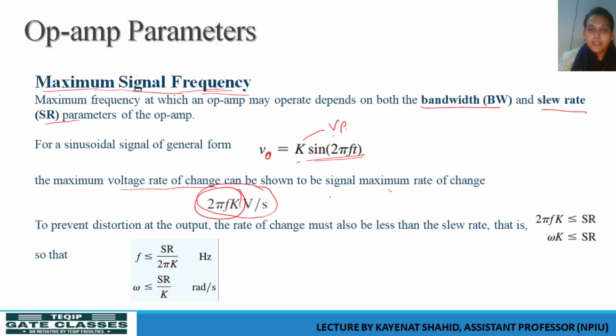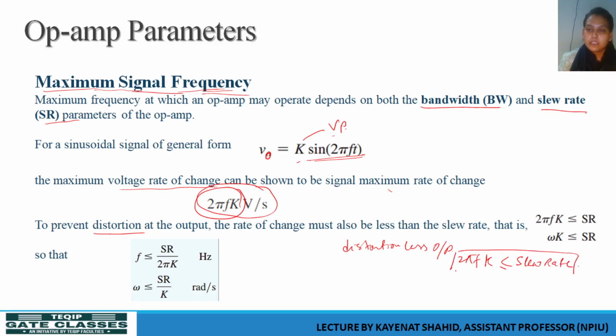This 2 pi fk, for getting a distortionless output, we have to have this 2 pi fk less than or equal to the slew rate. Okay, nothing else. So this is one thing.